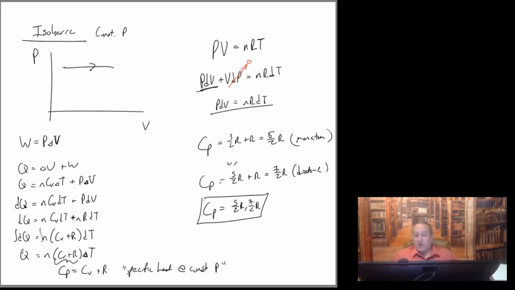So for an isobaric process, the delta U formula is the same as it was for the isovolumetric process. It's always the same formula. But the Q formula is similar, but with a different specific heat.